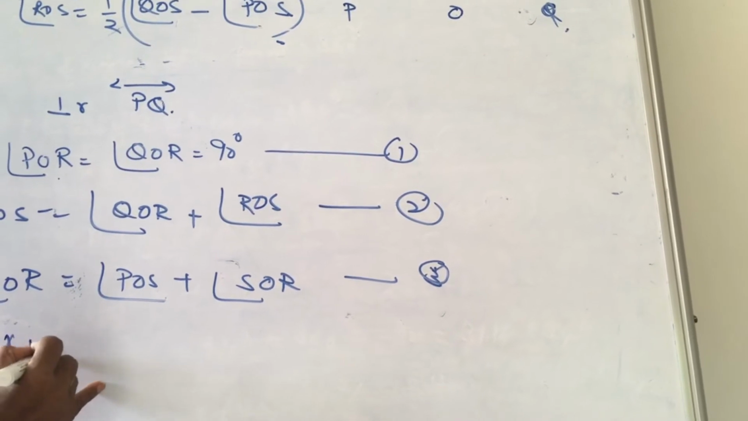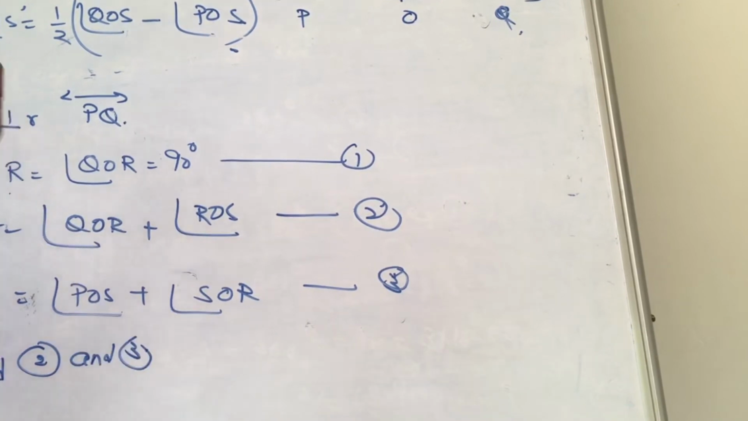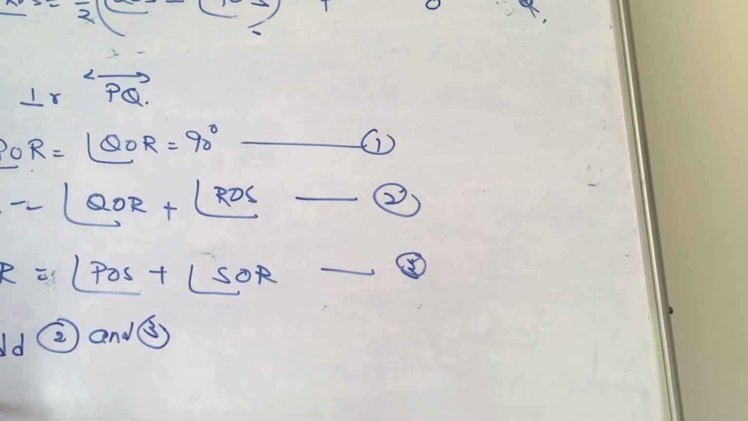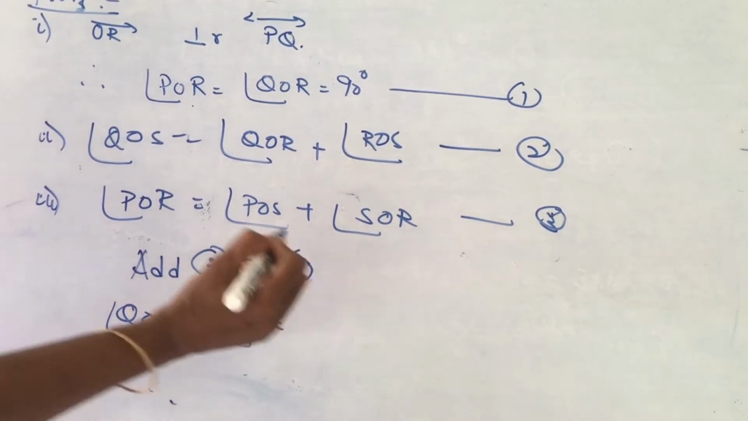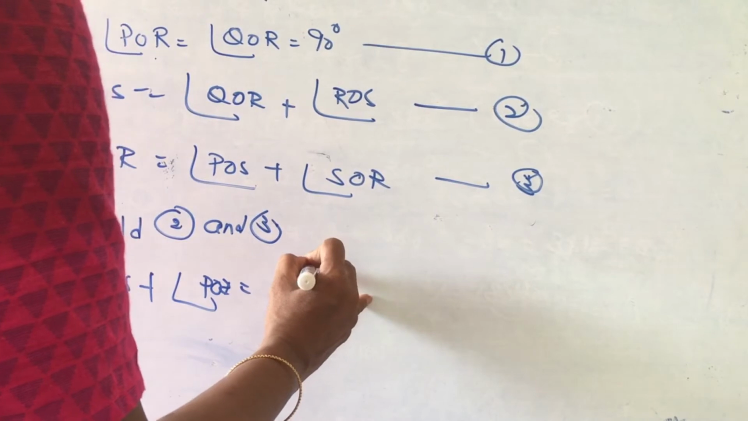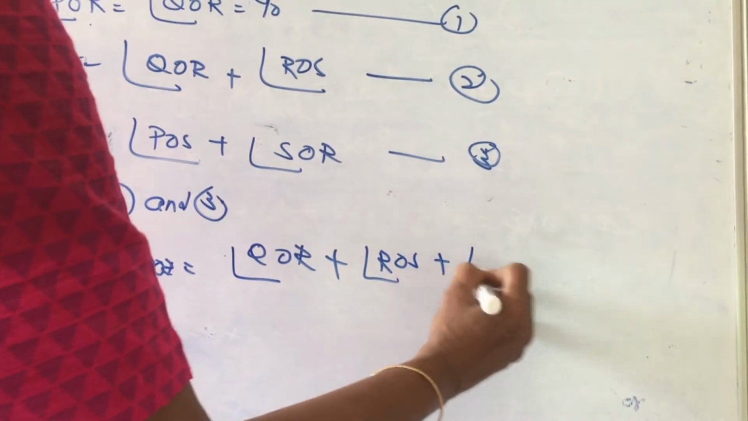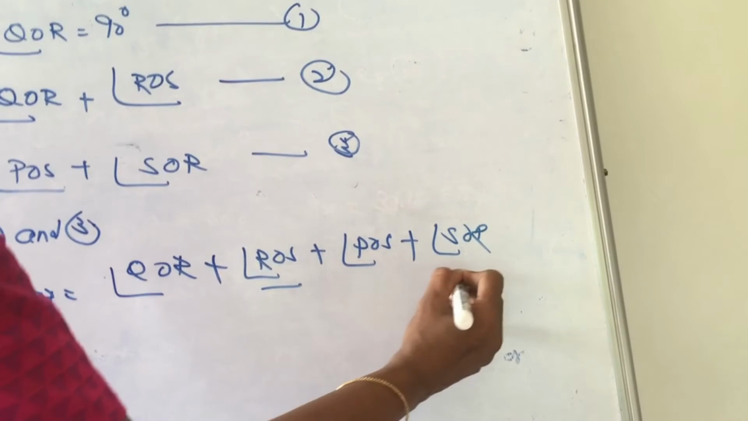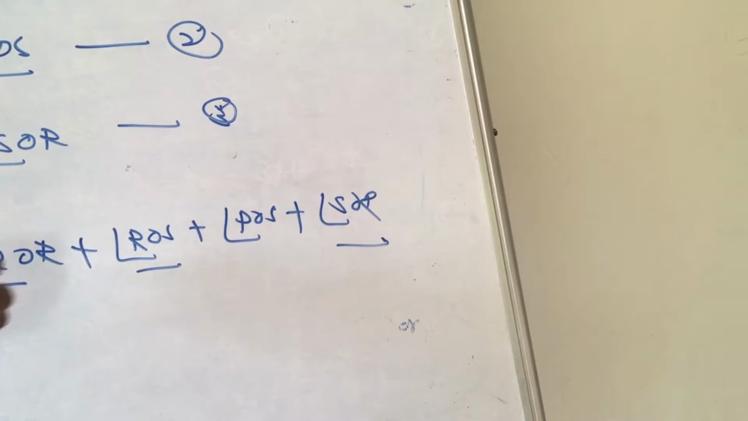Add the second equation and the third equation. Which equations, children? 2 and 3. Angle QOS plus angle POR is equal to angle QOR plus angle ROS plus angle POS plus angle SOR. These two angles are same, children. These two angles are same.